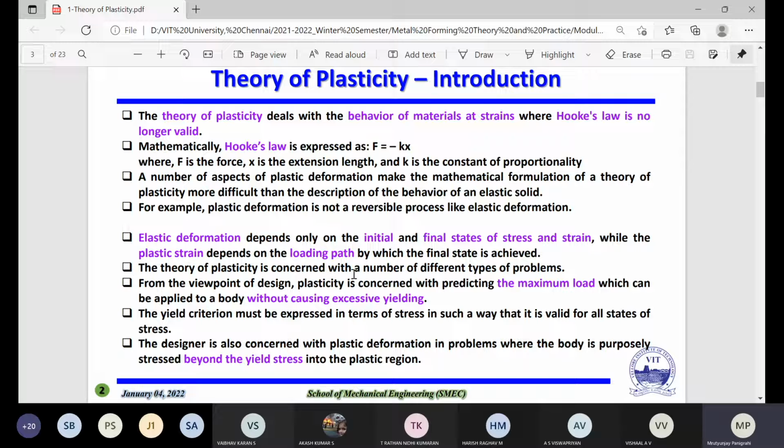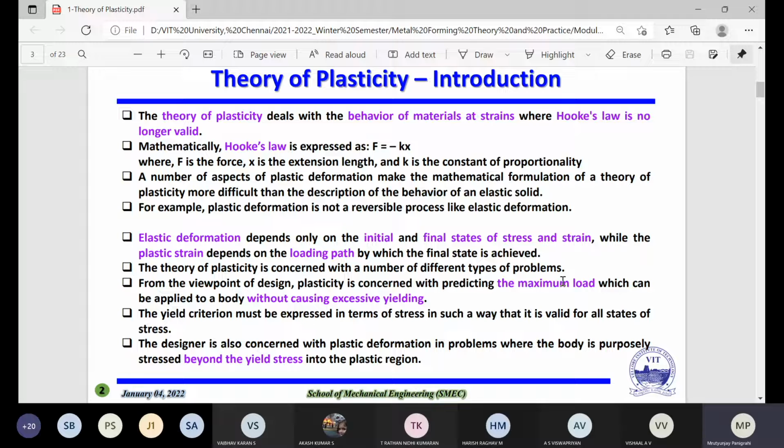So this depends upon the loading path, in which way actually you are giving the force or the load there. And the theory of plasticity is concerned with a number of different types of problems. I'm just talking here about plasticity or plastic deformation, but wherever you go, to any kind of mechanism or equipment or process, you will find somewhere some problems or obstacles.